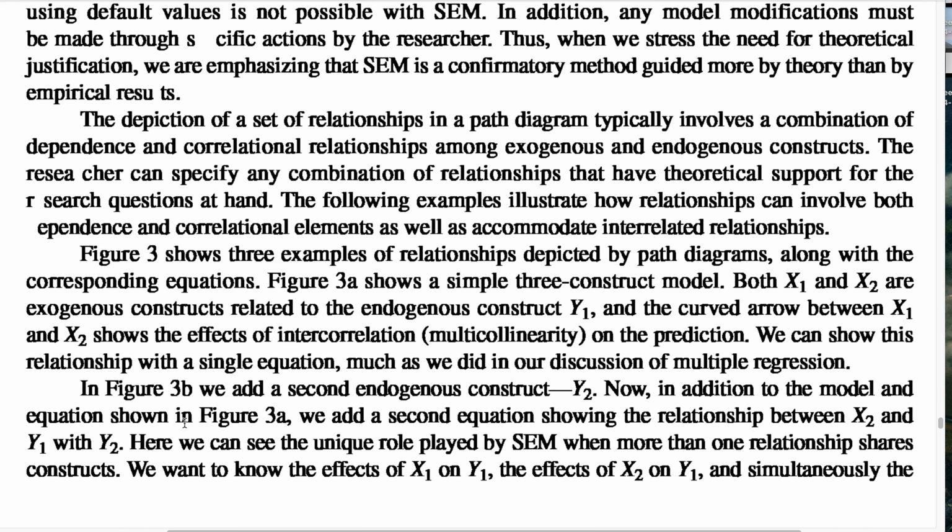The depiction of the set of relationships in a path diagram typically involves a combination of dependent and correlational relationships among the exogenous and endogenous constructs. The researcher specifies any combination of relationships that have theoretical support for the research question at hand. The following example illustrates how the relationships can involve both dependence and correlational elements as well as accommodate interrelated relationships. Figure 3 shows three examples of the relationships.